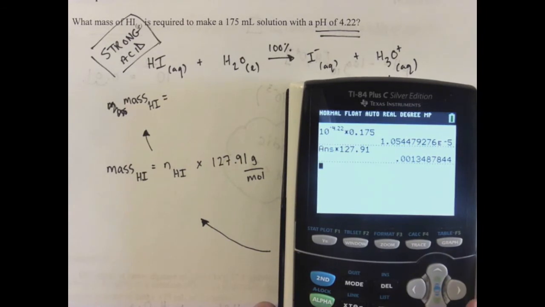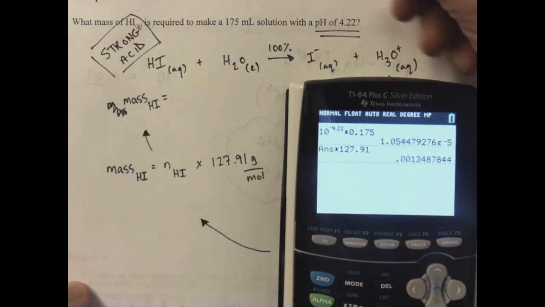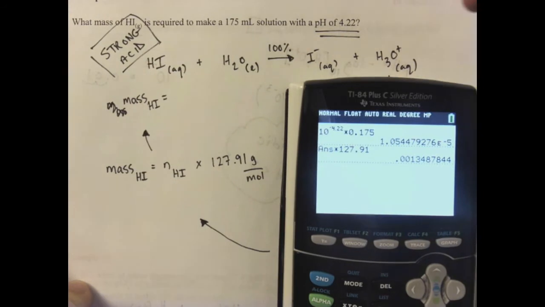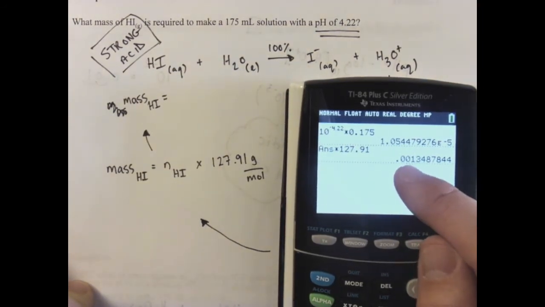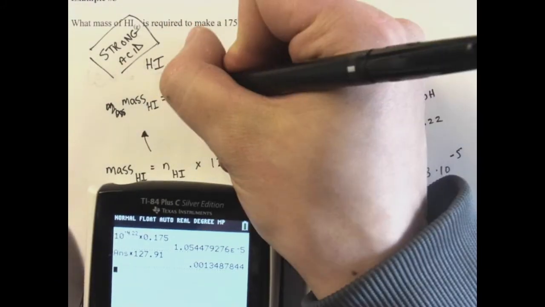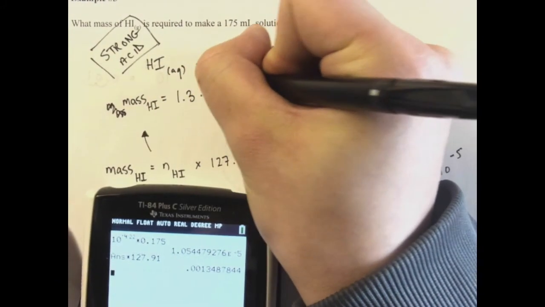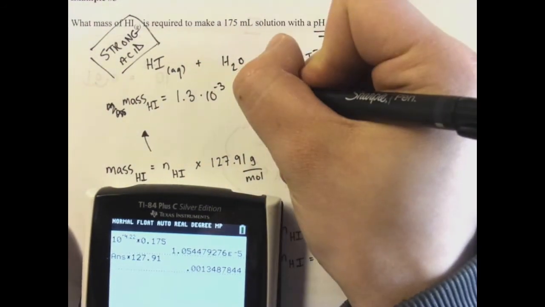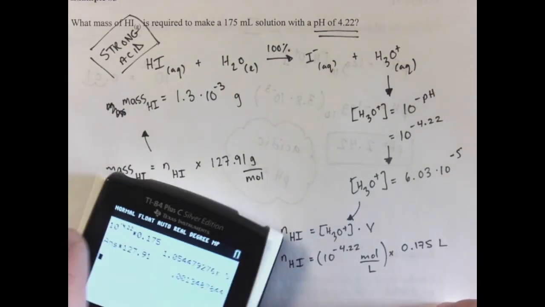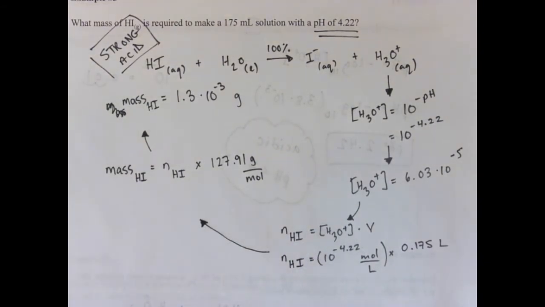Okay, and I get an answer of, let's see, I should really only have 2 significant digits, because I only have 2 digits to the right of the decimal up here, so 2 significant digits. I have 1, 2, 3, so that would be 1.3 times 10 to the negative 3 grams. And there you go. There's example 3.